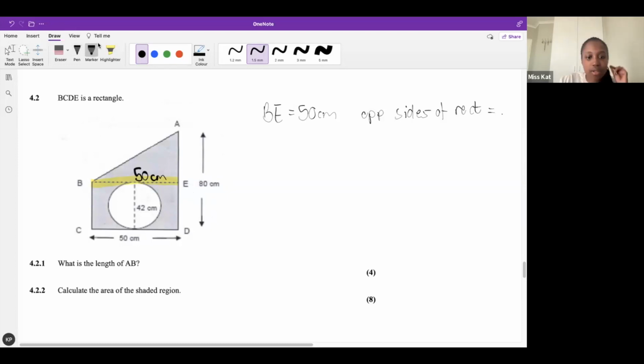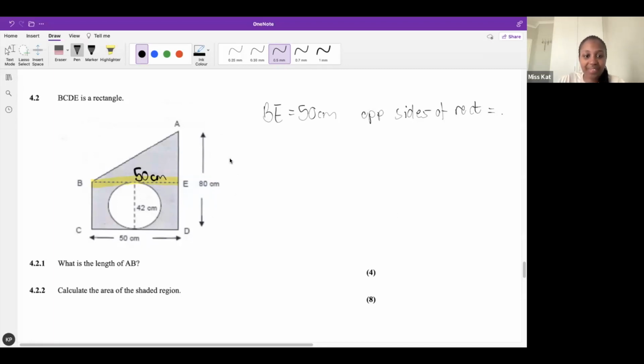Does anybody know how we worked out AE? Anybody tried it? Divide by 2? No, be careful. I never said AE is equal to ED. Remember, you can't assume. Yes, Kendra. Hi, Kendra. Hi, Miss. Would AE be 38 centimeters? How many? 38. 38, Miss. How did you find it? Tell us.